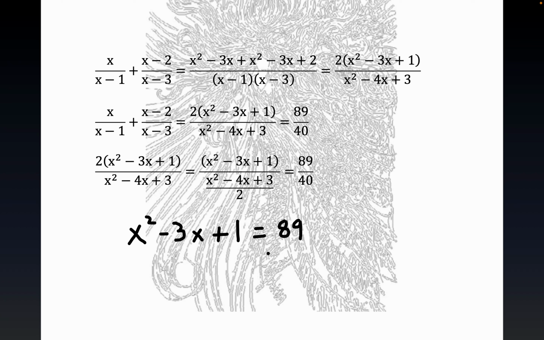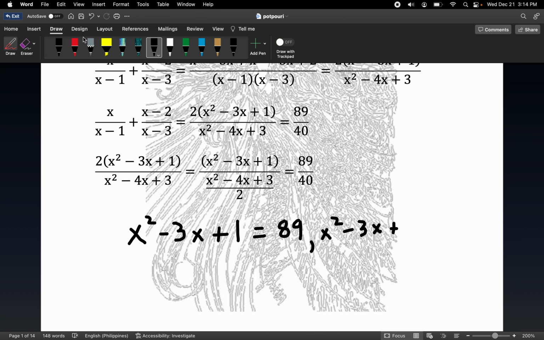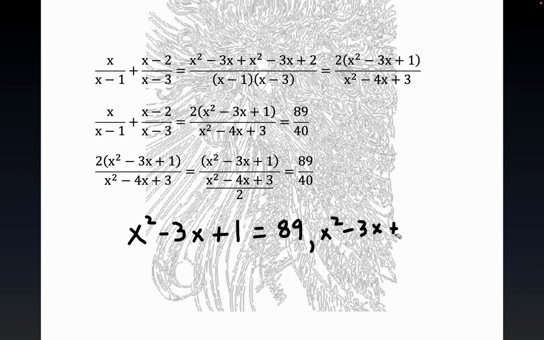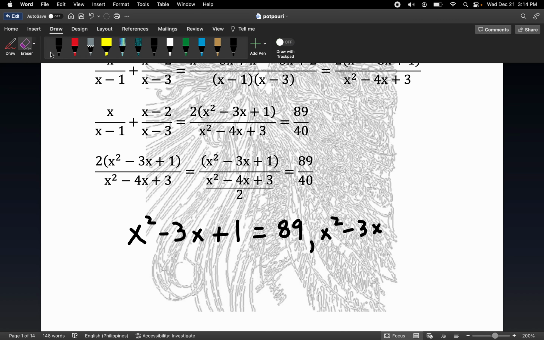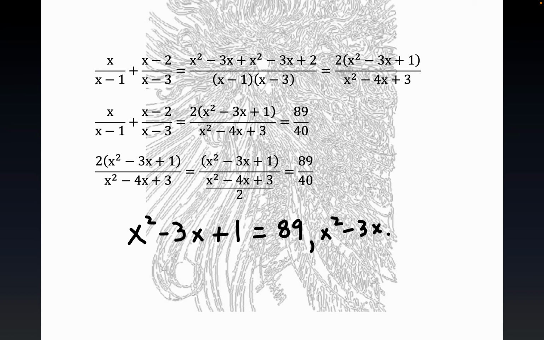Now, so what happens right here? We get x squared minus 3x plus 1 minus 88. So this should be minus 88 right here. I subtracted 89 from both sides.